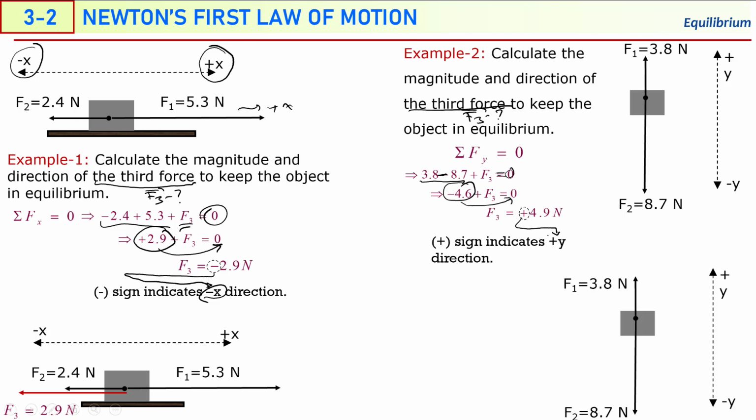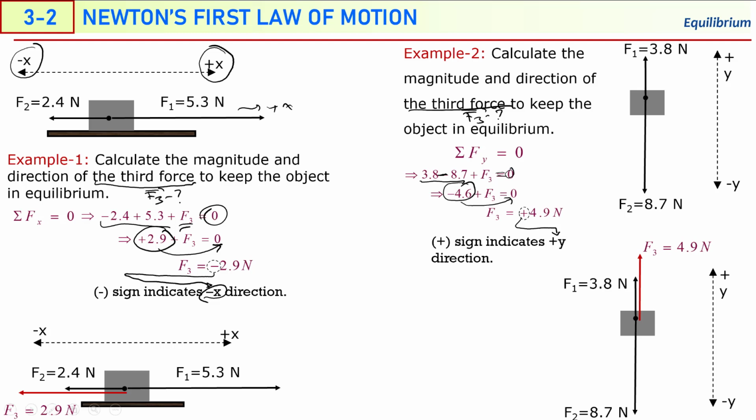If I draw the diagram, this is a diagram without the third force, so I have to add a third force into this system in the positive y direction with a magnitude of 4.9 Newton, and then this system, this object, will stay in equilibrium. This is how we apply the equilibrium conditions to some problems.